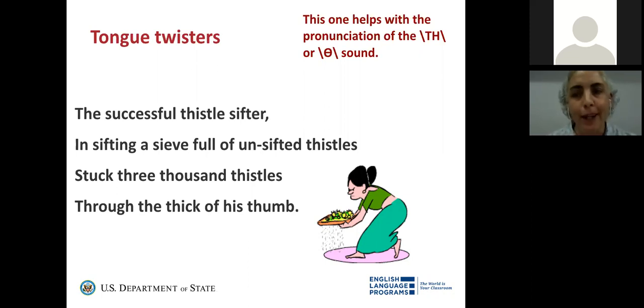So again, you might feel silly, and I feel silly, saying these tongue twisters alone in front of our computers, but let's try practicing this tongue twister, really focusing on those difficult sounds. Okay, here we go. Everyone is going to be reading this together along with me. The successful thistle sifter, in sifting a sieve full of unsifted thistles, stuck 3,000 thistles through the thick of his thumb.